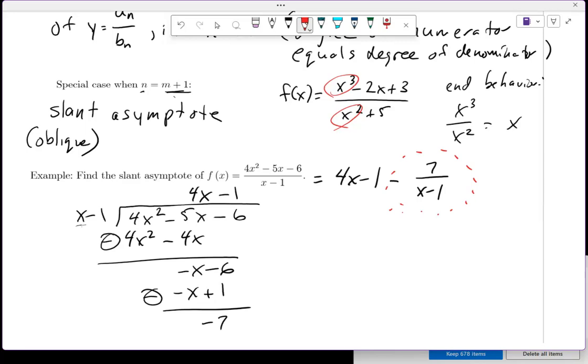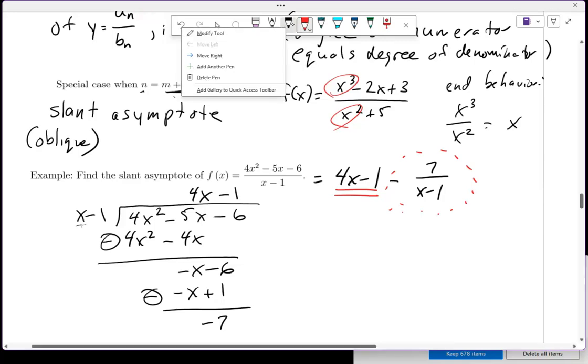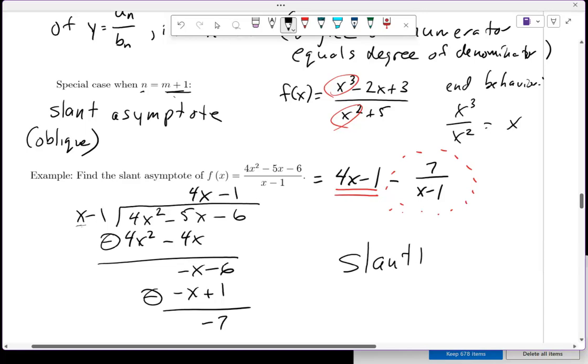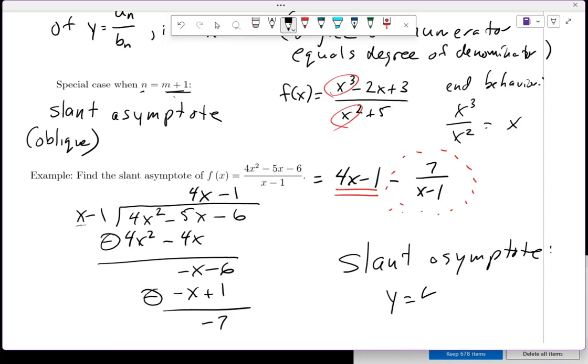As x gets really, really big, what's going to happen to that fraction? If you divide by bigger and bigger numbers, what happens to the fraction? It's really, really small, right? So the bigger x gets, the smaller this gets, until it's essentially 0. If this is essentially 0, all that's left is that 4x minus 1. So the quotient part here, that's your slant asymptote, okay? So your slant asymptote on this is y equals 4x minus 1.